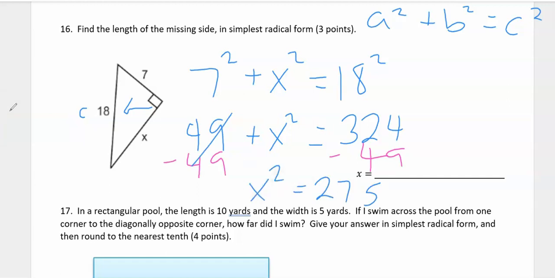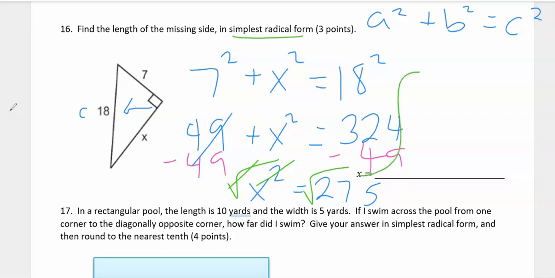The goal is just to find x. So if I get rid of the squared, I'm basically there, and I'm going to square root to get rid of the squared. So square root 275. I want my answer in simplest radical form. That means no decimals. I want to like put 2 radical 10 or something.